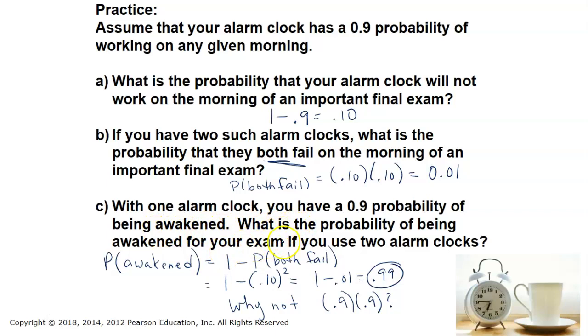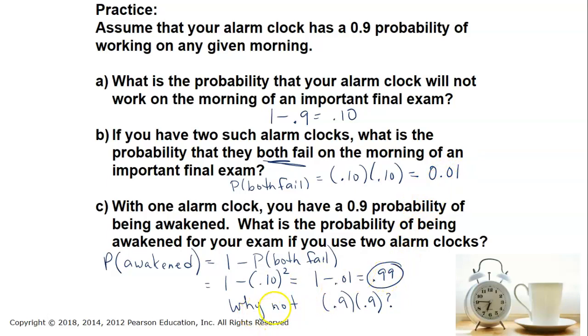On part C, the probability that you'll be awakened. What's the probability of being awakened if you're using two alarm clocks? So you're going to be awakened if one or two of the alarm clocks work. So basically, the only scenario you're not awakened for is if both fail. We've already found that probability here, the probability that they both fail. So the complement to them both failing is that you're awakened by at least one of the alarm clocks. So that would be 1 minus the probability that they both fail. So 1 minus 0.01 from our answer here gives us 0.99.